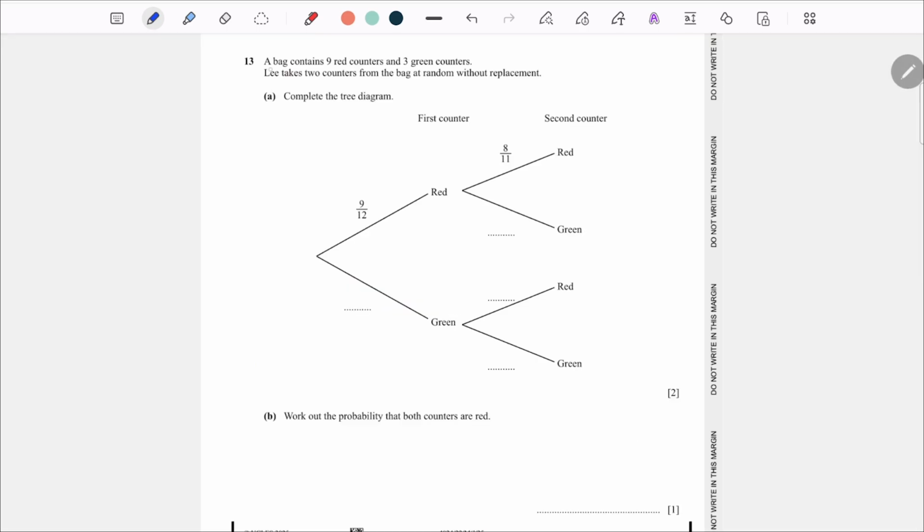Question number 13. A bag contains 9 red counters and 3 green counters. Lee takes 2 counters from the bag at random without replacement. In part A, complete the tree diagram. So there are a total of 9 red counters and a total of 3 green counters. So this blank will be 3 divided by the total, that is 12.